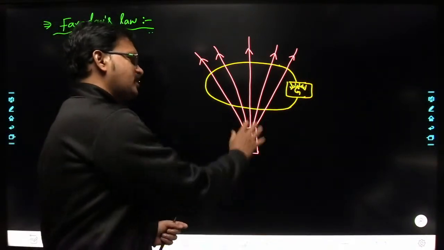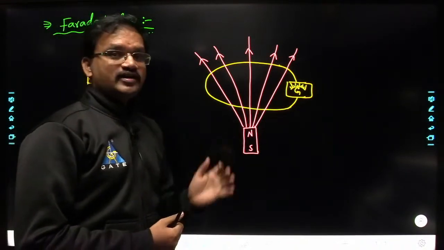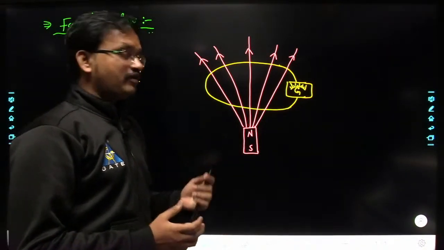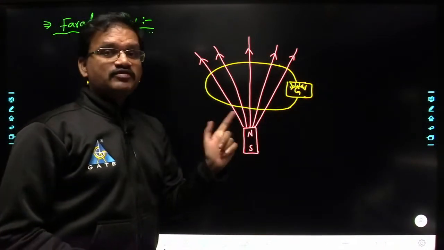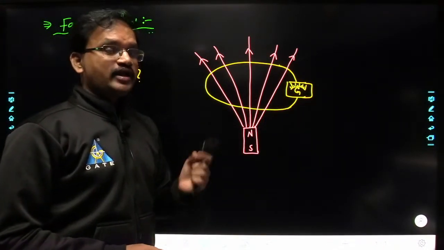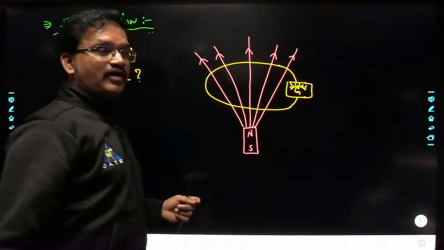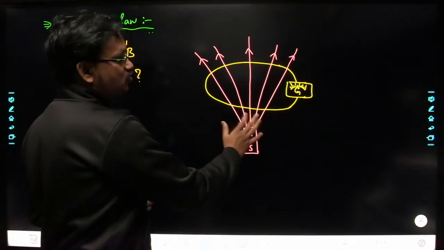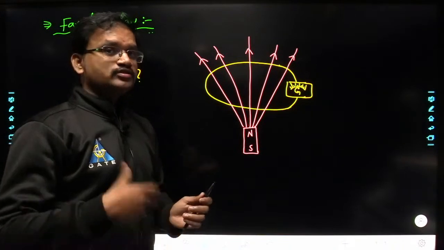So whenever he has taken the magnet away from the loop, suddenly he observed some deflection in the galvanometer. Then again he has taken the magnet nearer to the loop. Whenever he is taking the magnet nearer to the loop, in that case also he observed the deflection in the galvanometer.